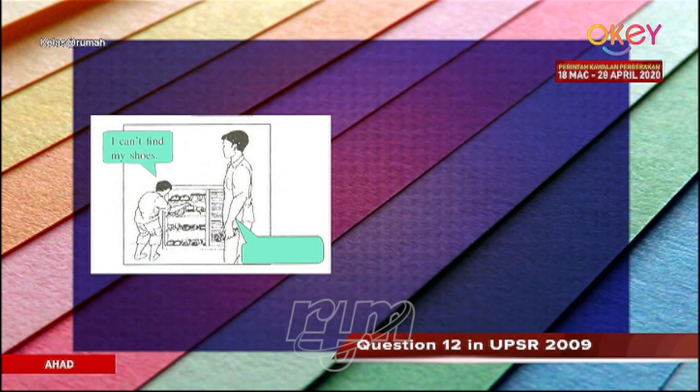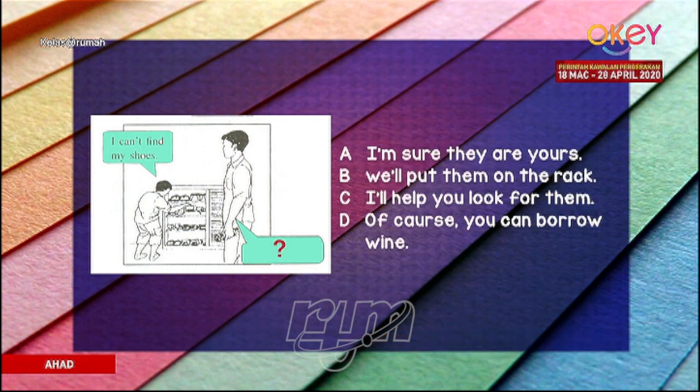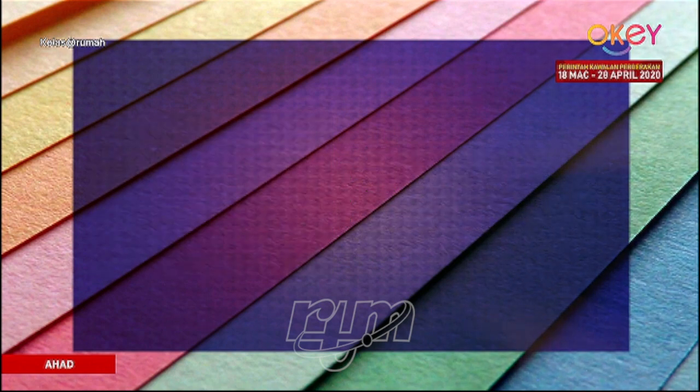In 2009, question 12 was also about to offer. The picture here shows a boy crouching in front of a shoe rack and a man standing nearby. The boy says, "I can't find my shoe." If you are that man in the picture, what should you say to offer help? The best answer is C. I'll help you look for them.